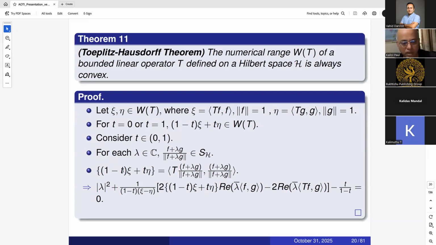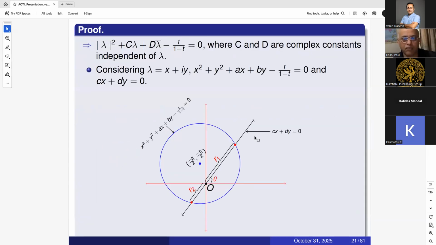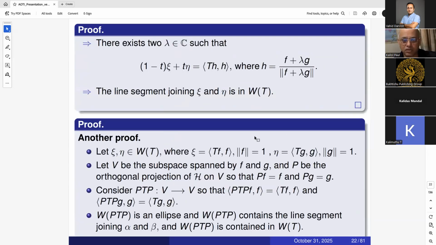So given a t, I can always find an element of the unit sphere of the form (f plus lambda g) by norm of (f plus lambda g) which will give me this relation. So this set Wt is actually a convex set. So this is a very nice geometrical proof of convexity of the numerical range.